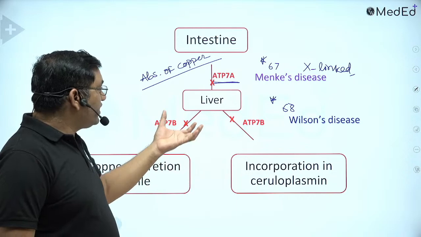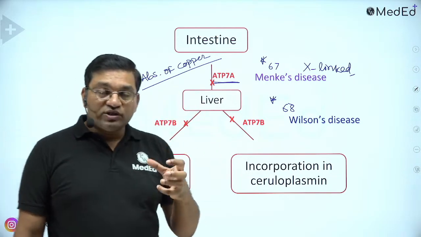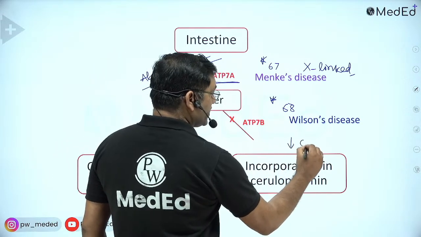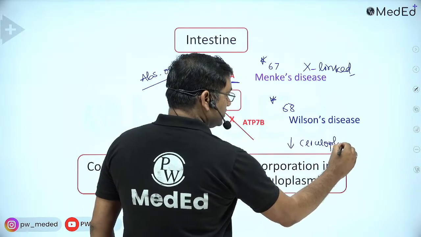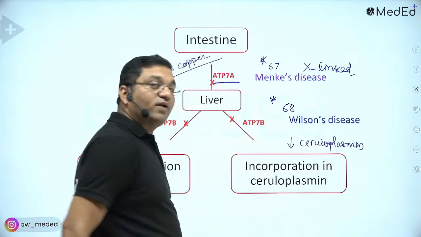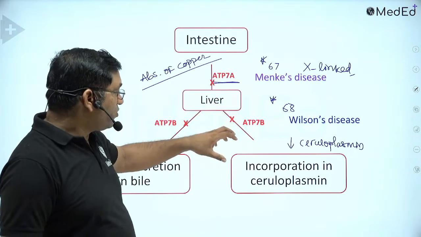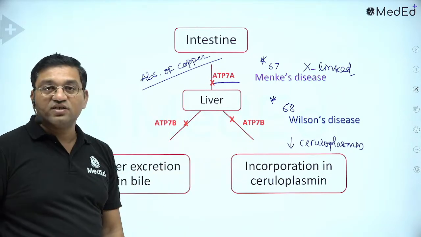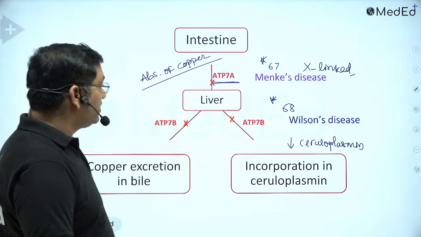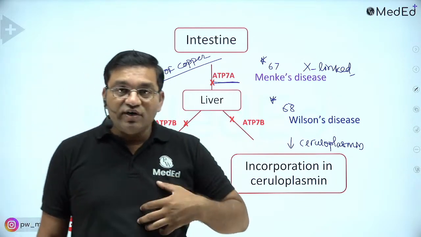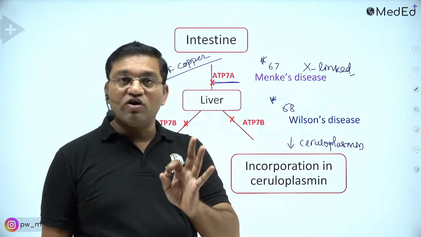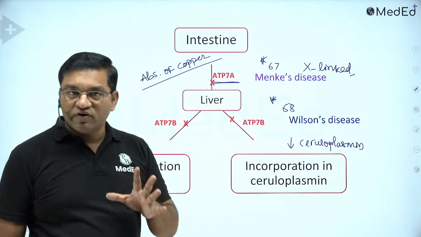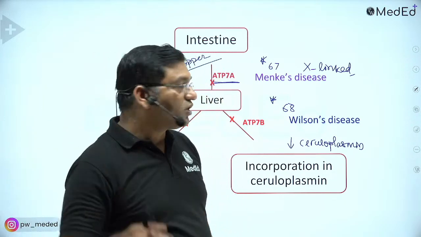So if it is defective, copper will accumulate, and incorporation of copper into ceruloplasmin is reduced. So ceruloplasmin level will be decreased in Wilson's disease. Copper is in excess, but ceruloplasmin levels are low because incorporation of copper into ceruloplasmin is low. Also, excretion is low. There is copper excess in Wilson's disease, which causes KF ring in the cornea, and hepatolenticular involvement: liver and lenticular nucleus of the brain are involved. And the lens is also involved. Okay, but here lenticular means lenticular nucleus of the brain.